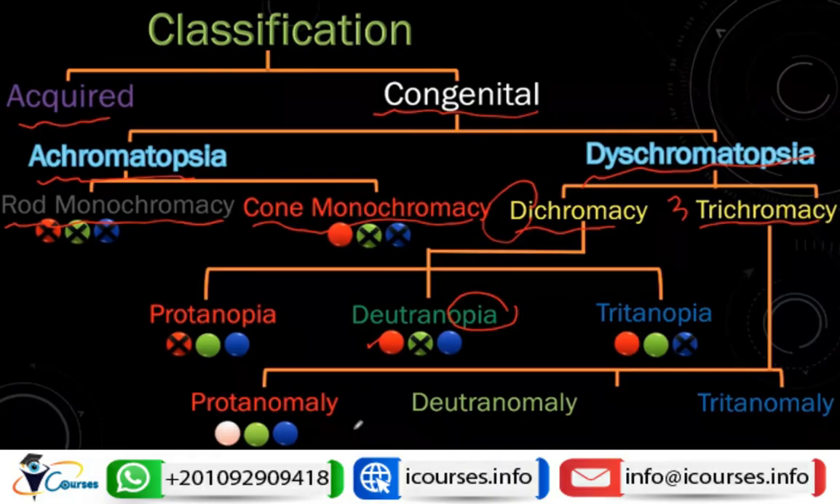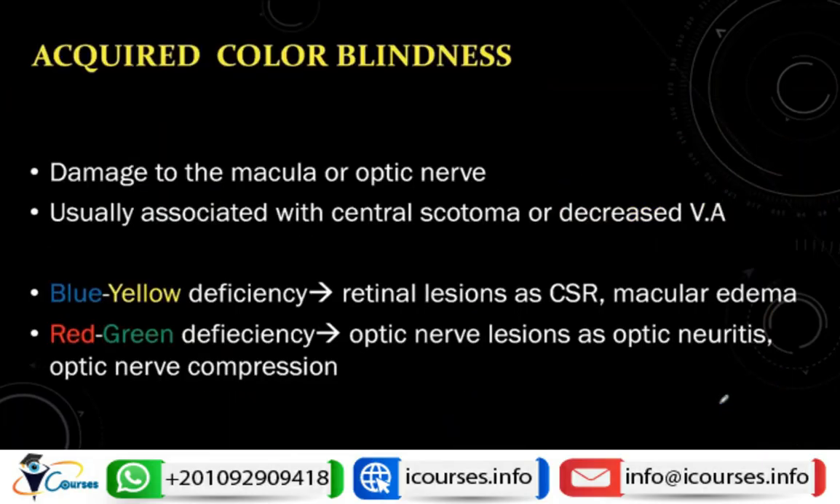In deuteranomaly, the patient has the red and the blue cones functioning well, but the green cones are only moderately functioning. In tritanomaly, the patient sees the other colors well, but the blue is washed out, or they don't see the blue color very clearly. So this is an outline of the different diseases related to color blindness. Let's now go to more details.